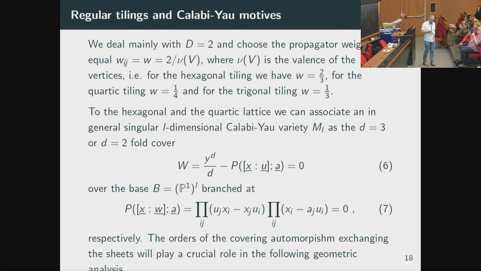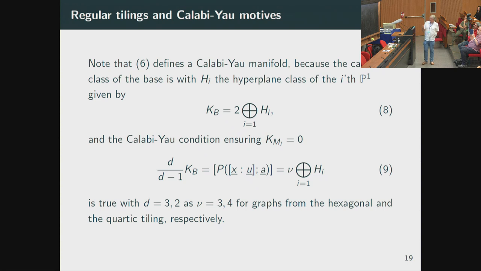But it's easy to see for these triagonal and quartic lattices that that is just the right degree to be the canonical class. So we have these P1s, and then we have here the hyperbolic section, then it's KB, and you see this formula that makes it the Calabi-Yau is precisely fulfilled with this choice of propagators. So it is a Calabi-Yau, albeit a very singular Calabi-Yau.